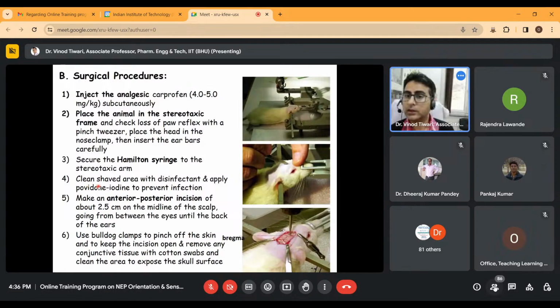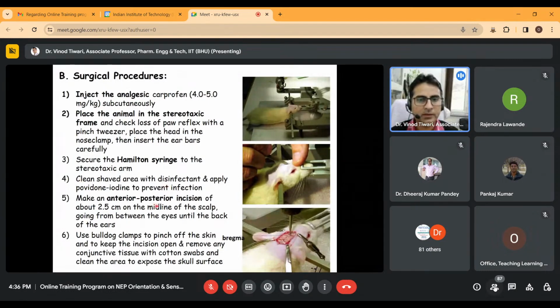And then you can clean this shaved area with disinfectant like 70% ethanol, and also apply the povidone iodine, which is a tincture iodine basically, to make sure that animals should not get infection after the surgery during the recovery phase. And then after that you make an anterior posterior incision. So anterior posterior means from the top to the bottom basically. So here you can see this is a surgical blade, and the person is making an anterior posterior incision.